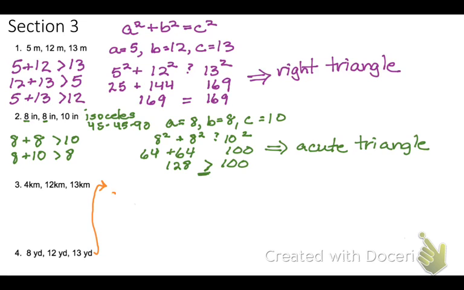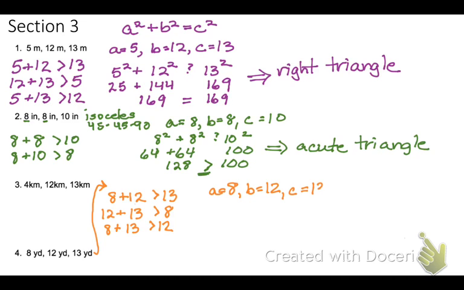I'm going to take my first pair, 8 plus 12, which is 20, and that is greater than 13. 12 plus 13 is 25, and that's definitely greater than 8. 8 plus 13 is 21, which is definitely greater than 12. So yes, we do have a triangle. Let's figure out what kind. So a is equal to 8, b is equal to 12, c is equal to 13.